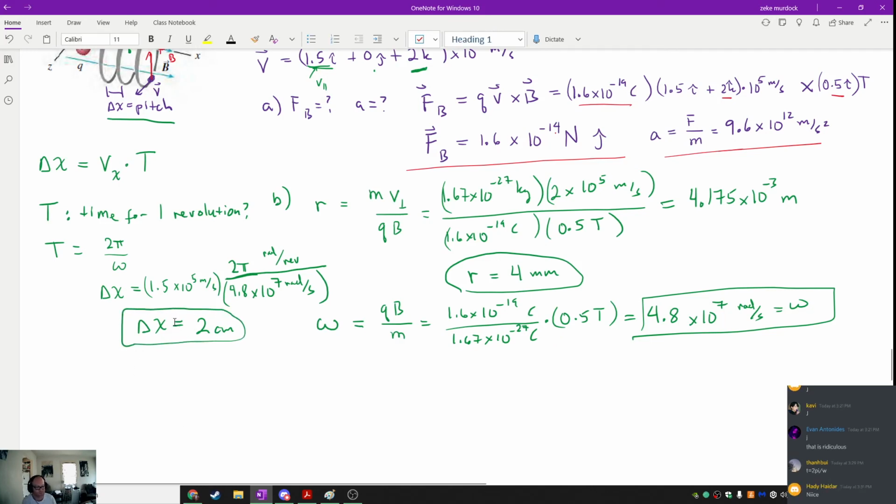Okay. So nice, simple answer. Little tiny circle, right? The circle is really tiny, 4 millimeters, right? But the distance that it moves is 2 centimeters. So it's kind of like a really tiny circle that's stretched out, right? If we were to draw a picture of what we just calculated, it would be something like this. It would be a really tiny circle that has really long distances between it, okay?